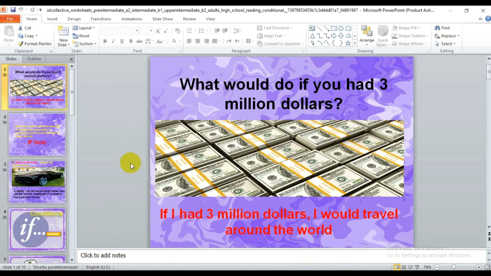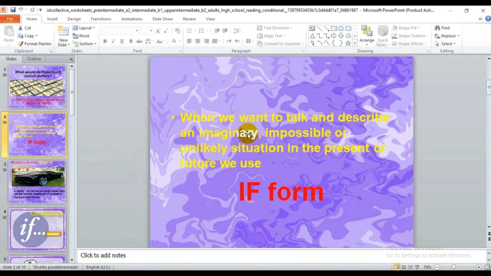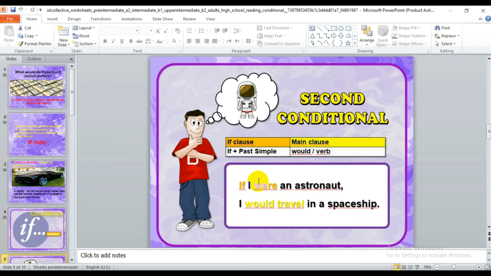Always remember, we have to use if when we want to talk and describe an imaginary, impossible, or unlikely situation in the present or future. And there is something very important you have to know. When we use if, we should use after if past simple and would plus a verb. And you have to know that after would, we don't add anything to the verb.